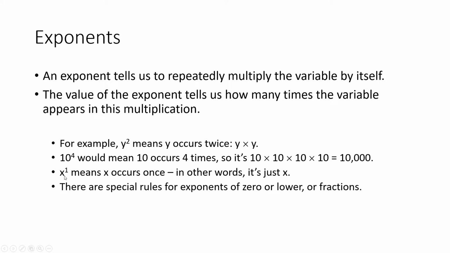If you see any value to the power of 1, that means the x value appears once in the multiplication. So in other words, it's just x. In fact, that's true of anything to the power 1. 5 to the power 1 is 5. There are special rules for exponents of 0 or lower, or fractional exponents. We'll see them shortly. But next up, we've got operators and operands.